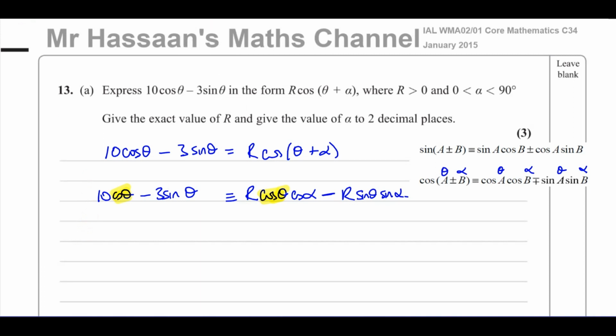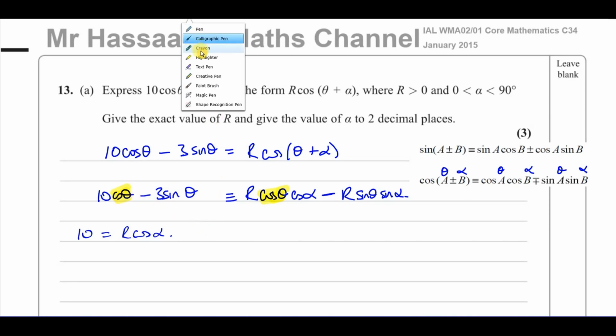Okay, on this side, cosine theta has a coefficient of 10. On this side, the cosine theta has a coefficient of r cosine alpha. So 10 equals r times cosine alpha. That's comparing the cosine thetas. And we can also compare the sine thetas.